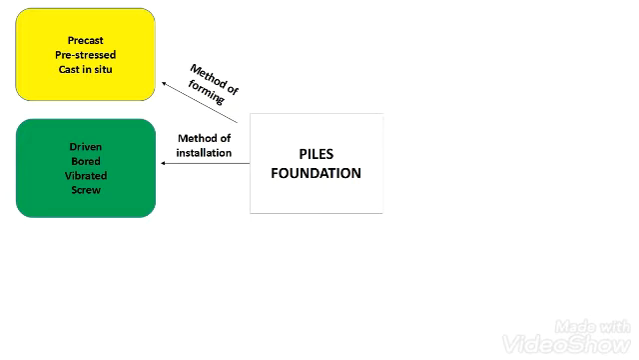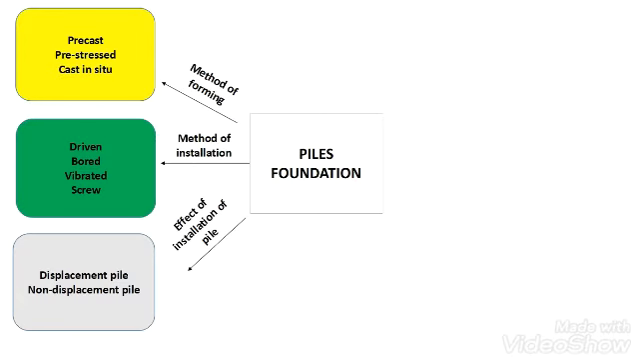The next one is method of installation, which is driven, bored, vibrated, and screw. Effect of installation of pile. There are two effects, which are displacement pile and non-displacement pile. Displacement pile causes the soil to be displaced within the soil mass as the pile is driven, while in non-displacement pile, the soil is removed and excavation may or may not be supported.